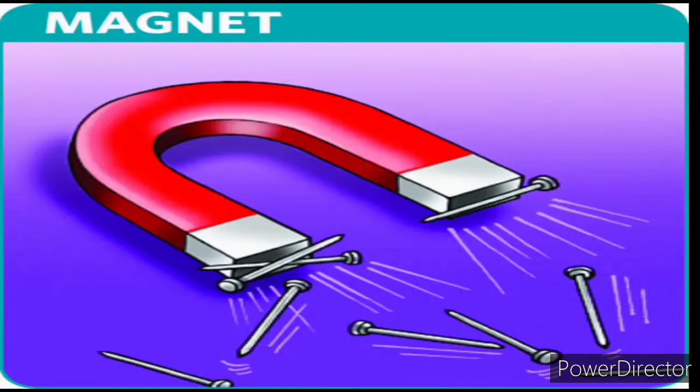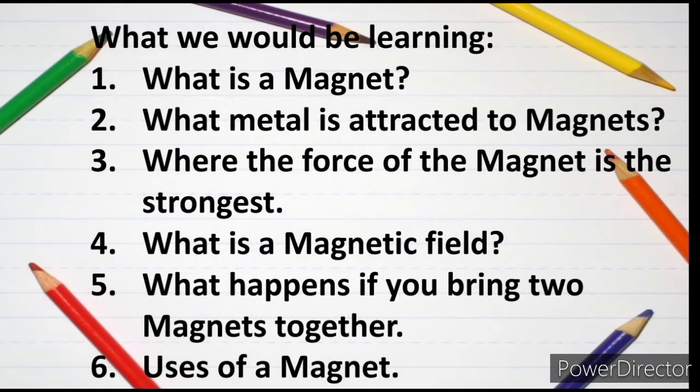Kids, our topic for today is magnets. Some of the subtopics we'll be looking at are: 1. What is a magnet? 2. What metal is attracted to magnets? 3. Where is the force of the magnet the strongest? 4. What is a magnetic field? 5. What happens if you bring two magnets together? 6. Uses of a magnet.